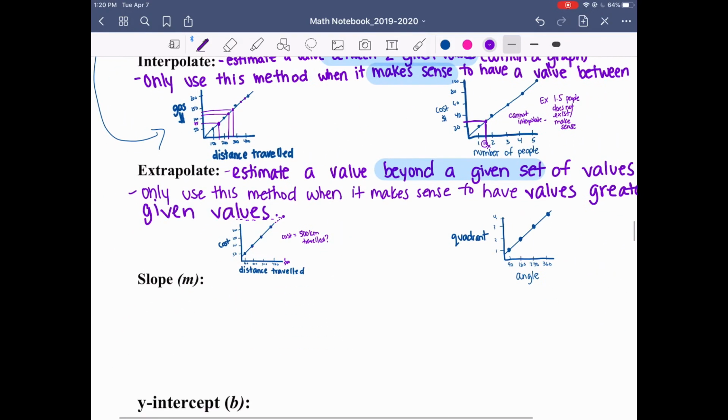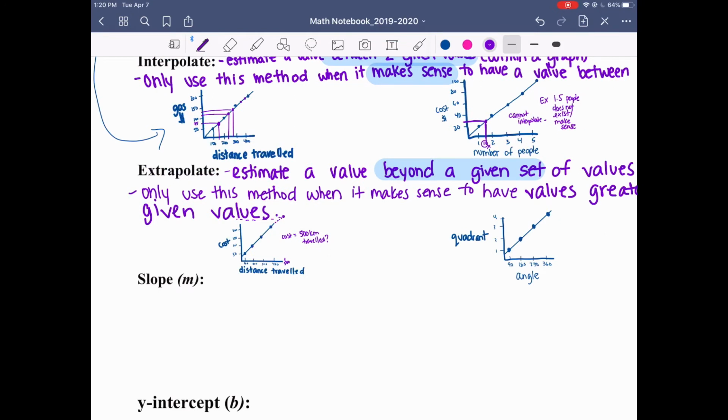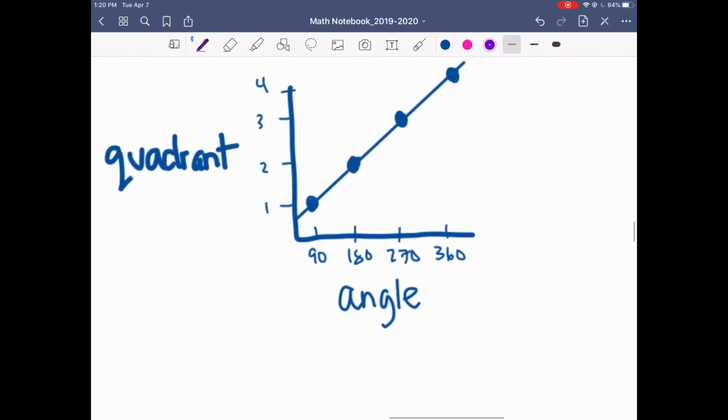Okay, but again, just like with interpolation, you can only use this method when it makes sense to have values that are greater than the given values. So for example, here we have a graph that shows a relationship between angles and their quadrants in a graph. And we have the angles 90, 180, 270, and 360.